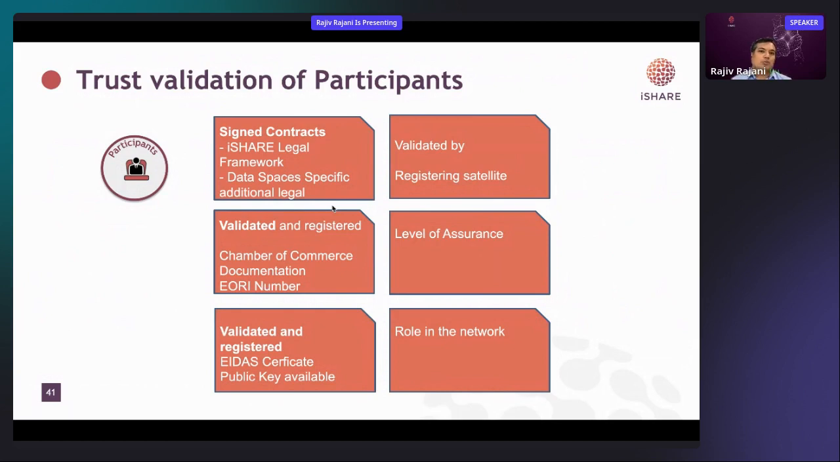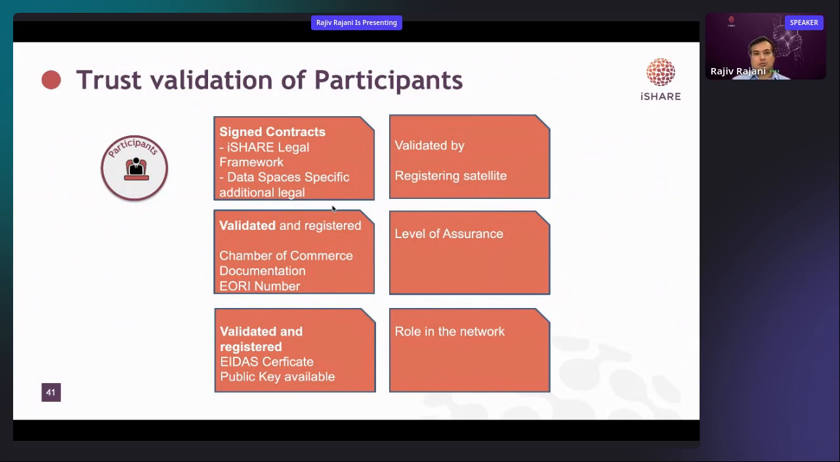Any participant who is onboarded to the network is onboarded via the satellite, and the satellite is responsible for validating the participant's authenticity in the first place before registering the participant. They are validated, of course, based on the rules defined in the framework, and the basic rules determine that you need to have the organizational verification done by checking the Chamber of Commerce registration, and additional documents required for proving that the organization exists.